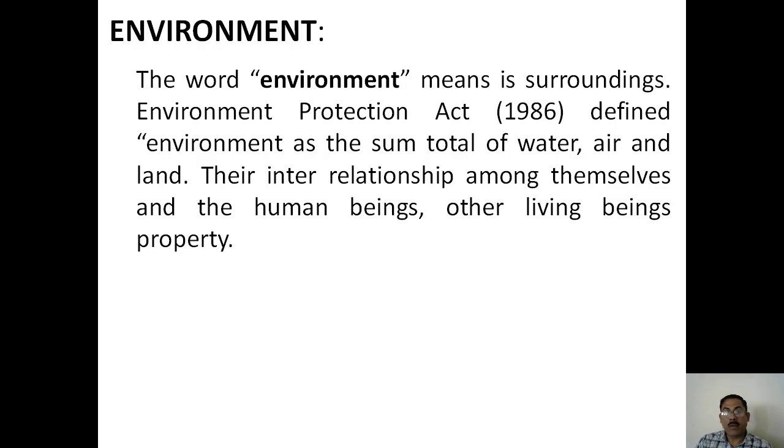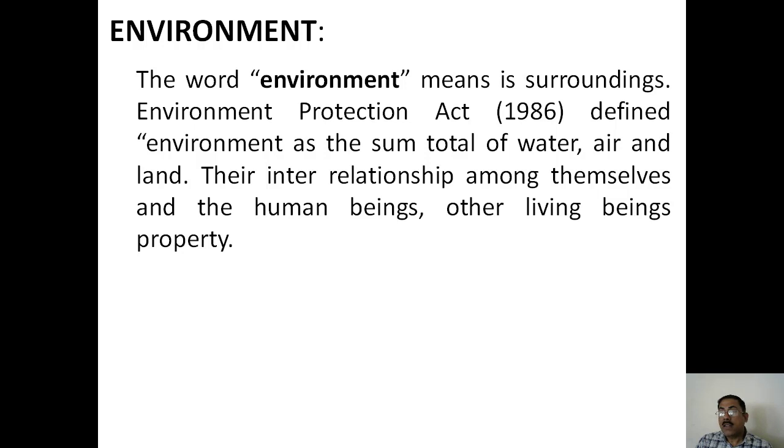What is our environment? Different books, different scientists and different experts have mentioned different definitions, and they define environment in different manners. Here we can see the Indian Environment Protection Act of 1986, which mentions the environment as a sum total of water, air and land, their interrelationship among themselves and with human beings, other living beings and property. So this is our environment.